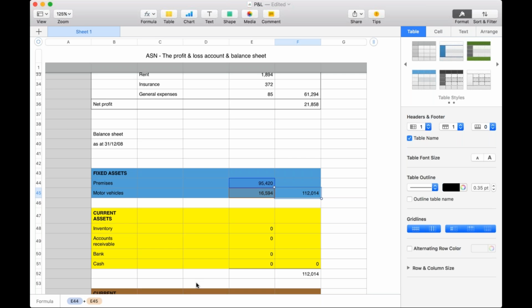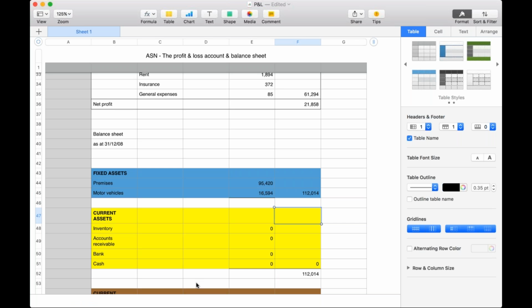balance sheet. So as I said, those two figures there are the value of the premises and the motor vehicles as at the 31st of December. So we've almost taken a photograph of the business on the last day of the year, and we've given a figure of how much the premises are worth and how much the motor vehicles are worth. So that's our fixed asset part of the balance sheet. So that's the blue section done.